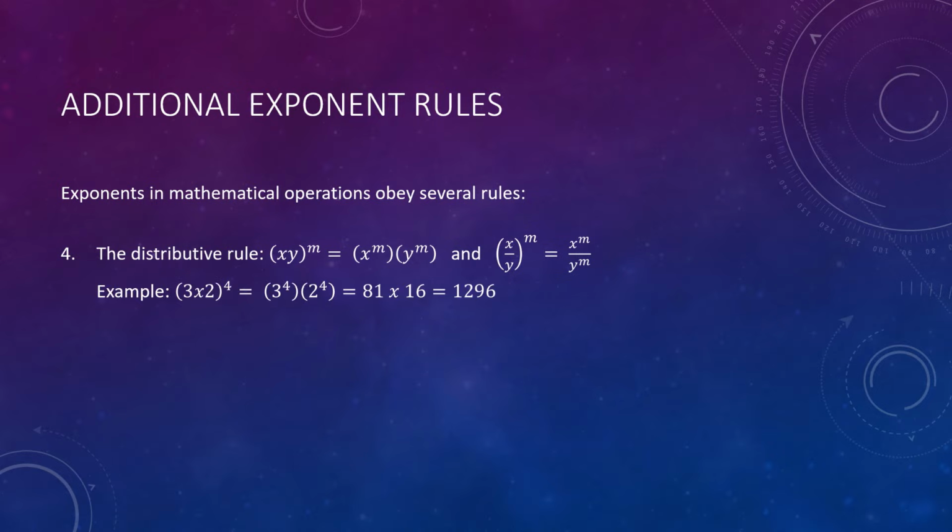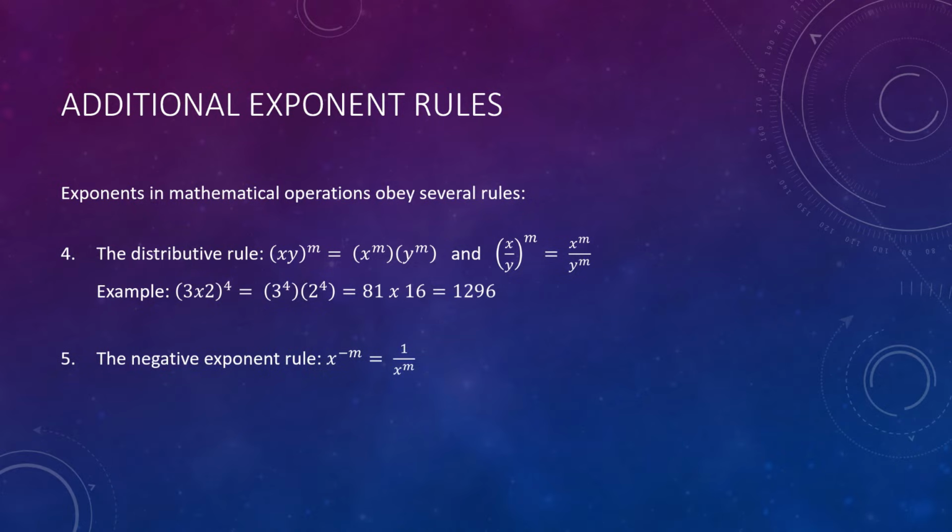Next up is the negative exponent rule. Oh, sorry, I forgot my example. So if we have 3 times 2 raised to the 4th power, that's the same as saying 3 to the 4th power times 2 to the 4th power. Then you can kind of just solve from here. That gives you 81 times 16, or 1,296.